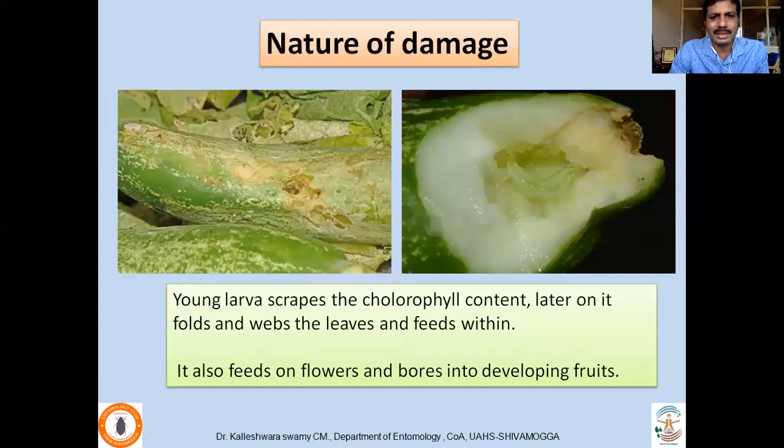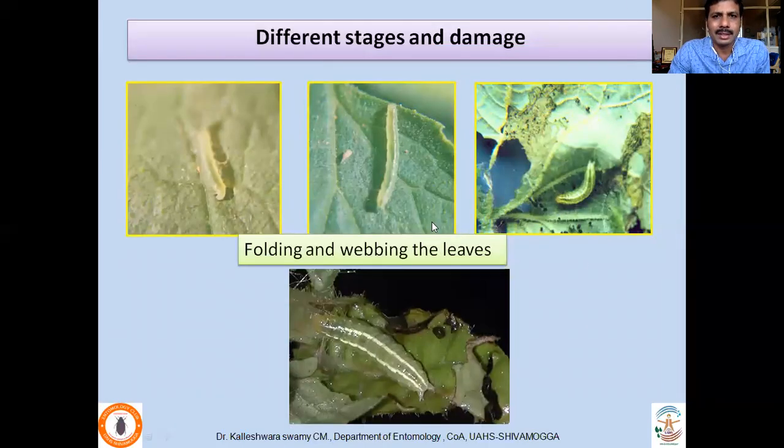Usually the larva scrapes the chlorophyll content either on the leaves or on the gourds or cucumbers, and sometimes it bores inside and feeds on the inner content as well. Flowers may also be attacked, so that means it attacks almost all parts. You can see here, it also acts as a leaf folder or leaf webber. It folds the leaves, webs them together, and feeds within. As a result, we can find silken webbing and a lot of excreta accumulated inside.